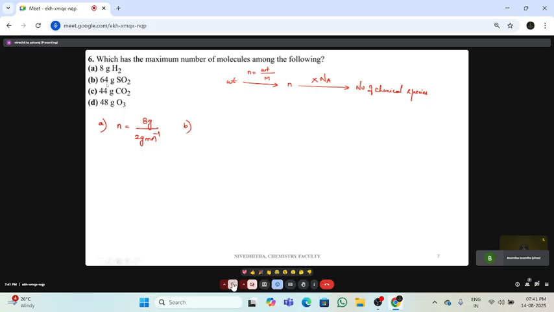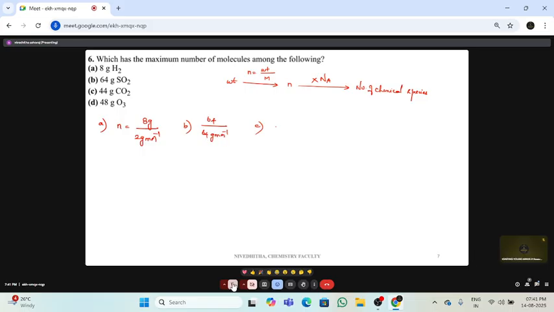And in the second option, the given mass is 64 gram. And what is the molar mass of sulfur dioxide? Atomic mass of sulfur is 32 and atomic mass of oxygen is 16. What is the molar mass of sulfur dioxide? Yes, 64 gram per mole.